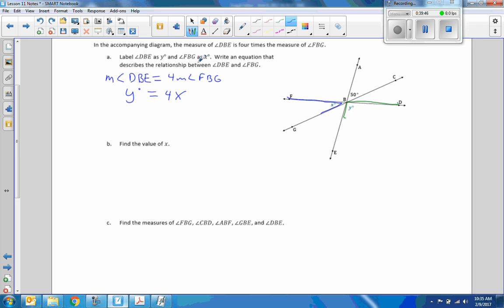Okay, so it says label DBE as y and FBG as x. They did that for us. Write an equation that describes a relationship between them. So I said y equals 4 times x. And now it says to find the y.